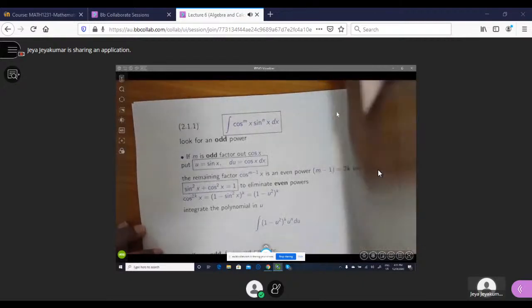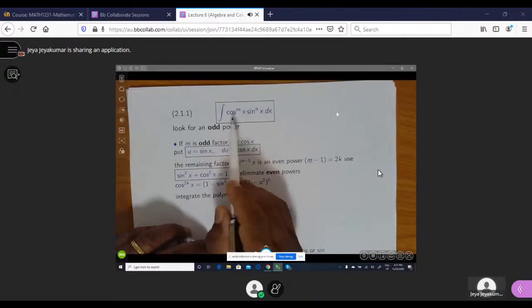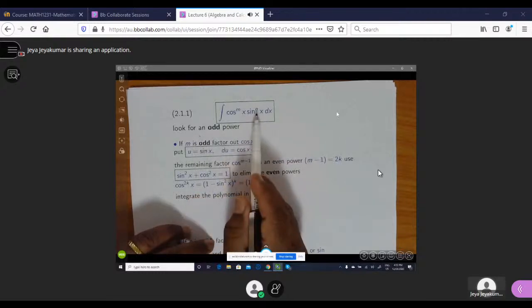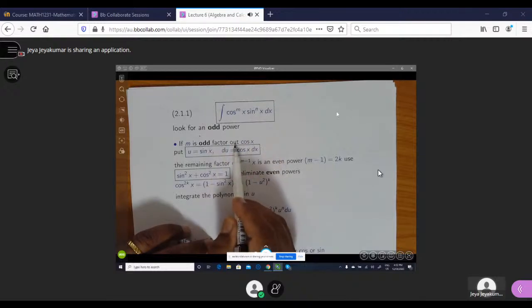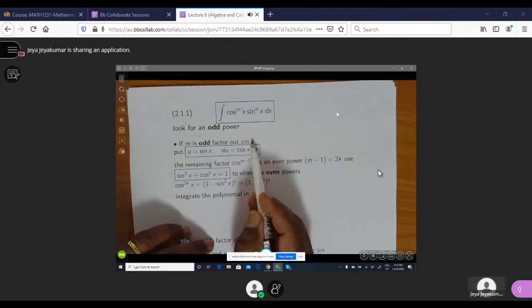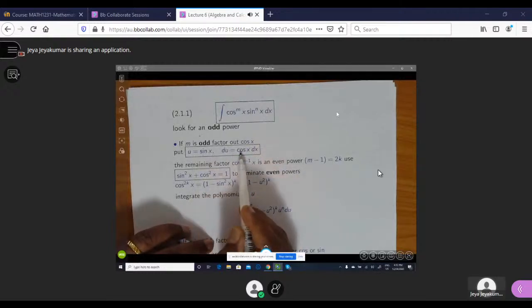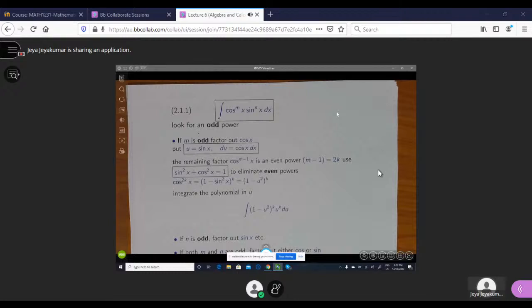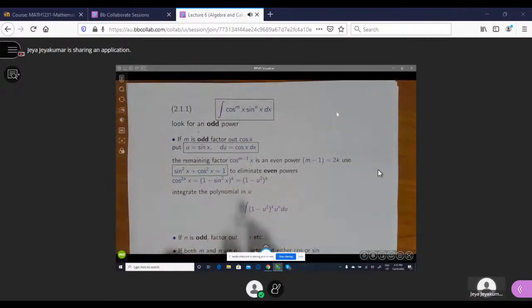So if you have an integral of this type, integral cosine m x times sine n x, right? Look for an odd power. Say if m is an odd power, you factor out cosine x as I did in the previous example, and then put u equals sine x and du equals cosine x dx. Then the whole expression can be written in terms of the remaining factors of cosine to the power m minus 1 x dx, as an even power of m minus 1. This is done using the identity sine squared x plus cosine squared x equals 1, to eliminate even powers. And then you end up with this simple integral involving polynomials. It can be easily integrated term by term.